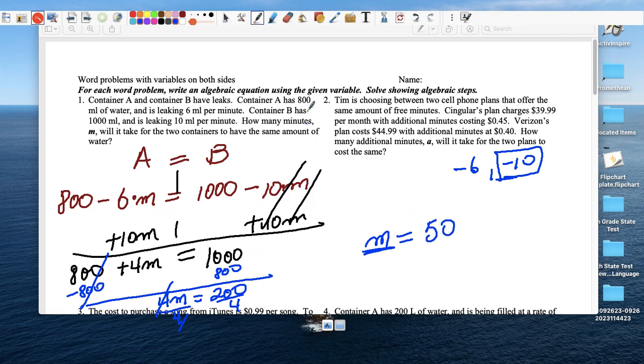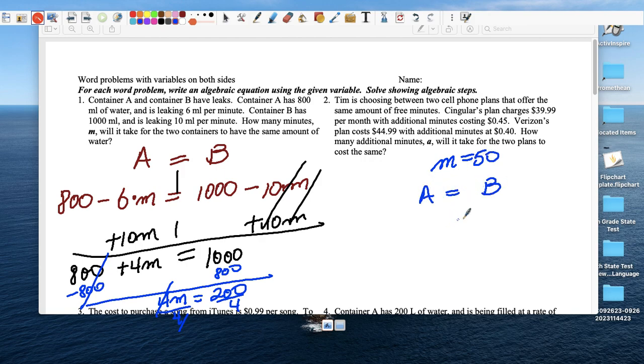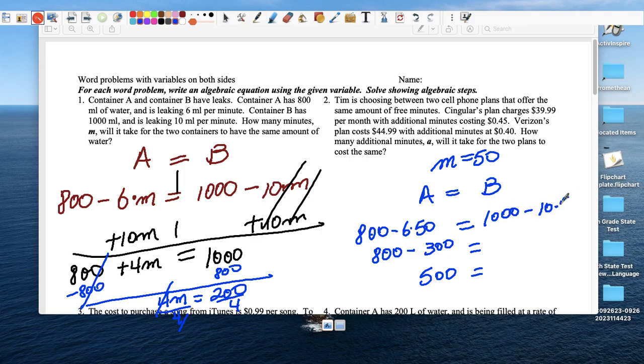So m is 50, and now here's where I do my check. When m equals 50, 50 minutes have passed, and container A is going to have the same quantity as container B. Well, let's double check that. 800 minus 6 times 50. Let's see what that equals. 6 times 50 is 300, and we're going to have 500 milliliters of water in container A. At the other container, 1000 minus 10 times 50 is 500. And look at that. After 50 minutes, both containers have the same quantity.